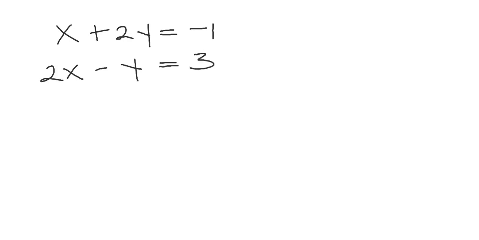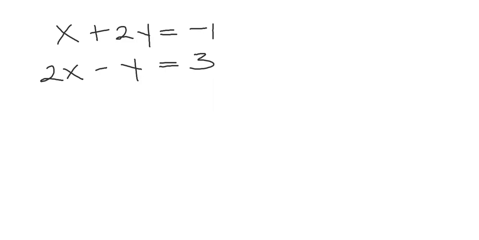Now, let's look at how we solve simultaneous equations using the substitution method. Now, this is how the substitution method goes. In both equations that you are given, you have two variables. You have the x and the y.